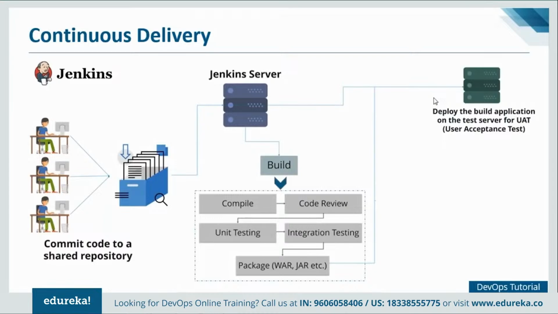So what are we doing? In a continuous manner or in an automated fashion, we are taking this build application onto the test server for end user testing or user acceptance test, right? So that is basically what is continuous delivery.